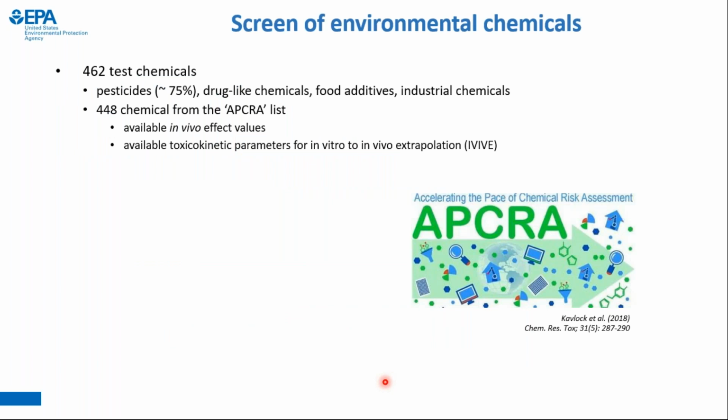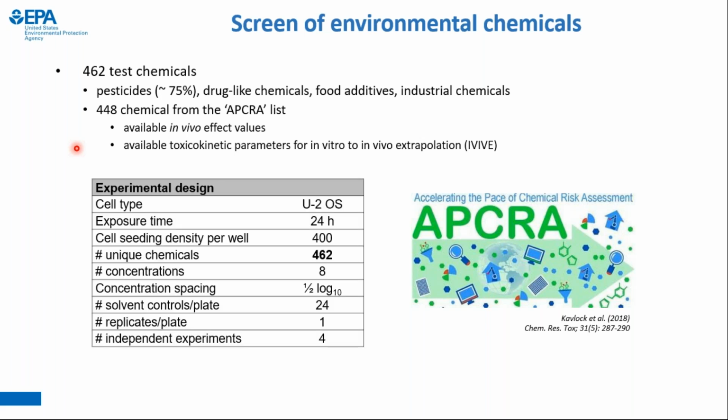For this study, we screened a set of 460 environmental chemicals. Most of them are pesticides, but there were some drug-like chemicals, food additives, and industrial chemicals. Most of these chemicals were also from the so-called UPCRA list. The UPCRA list is a set of chemicals that has available in vivo effect values and also the necessary toxicokinetic parameters so that we can do in vitro to in vivo extrapolation. And this will be useful later when we want to compare our in vitro results to existing in vivo data.